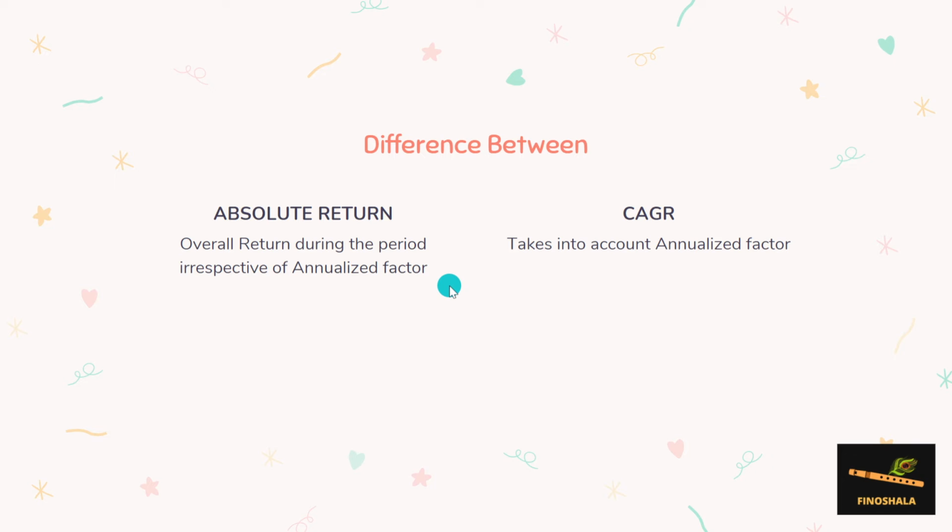Next is the difference between absolute return and CAGR. So what is absolute return? It is the return that you will see over a period of time, irrespective of the annualized factor.